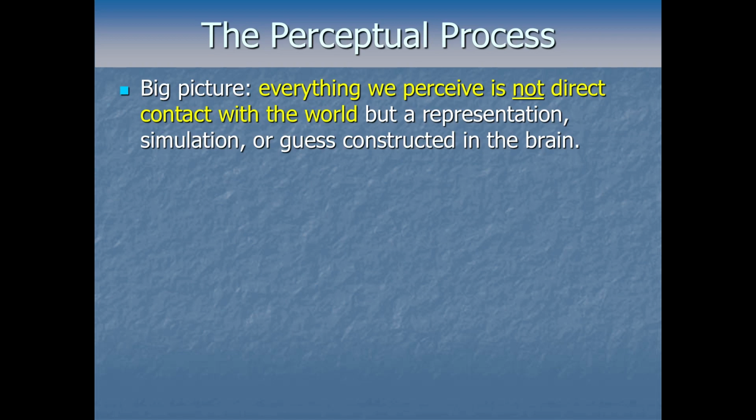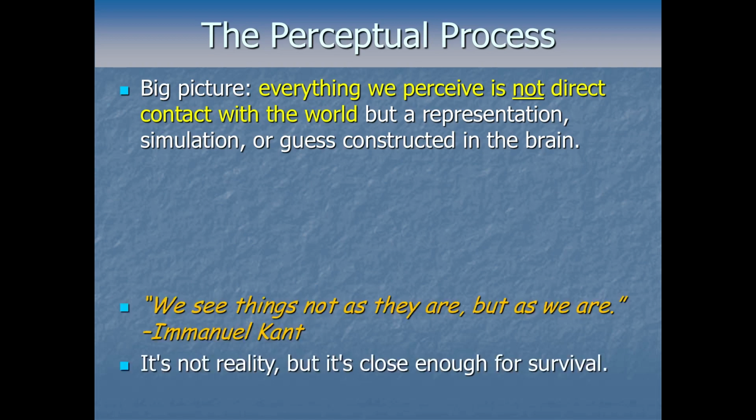We receive incomplete and inaccurate proximal stimuli, only some of which our sensory receptors can pick up and transduce, at which point that signal is modified before it even reaches the brain, and then it gets heavily processed in the brain and heavily affected by our past experience and knowledge and all of that. So fundamentally, I like to come back to this quote from Kant: we see things not as they are, but as we are. In other words, our perception is not reality. But as we'll see this semester, it's close enough for survival.